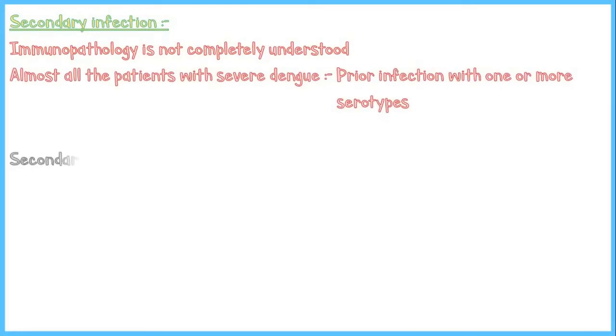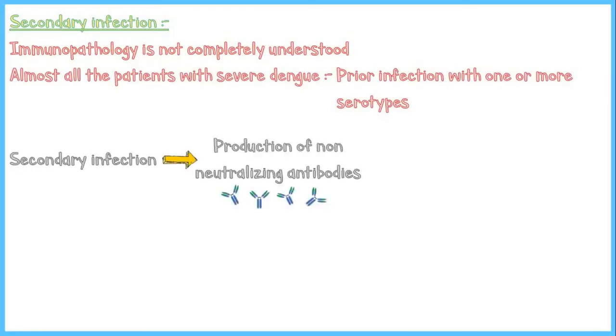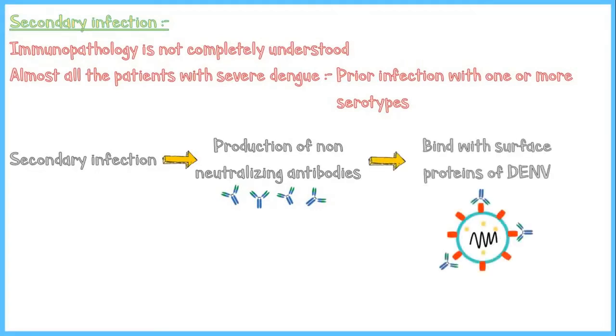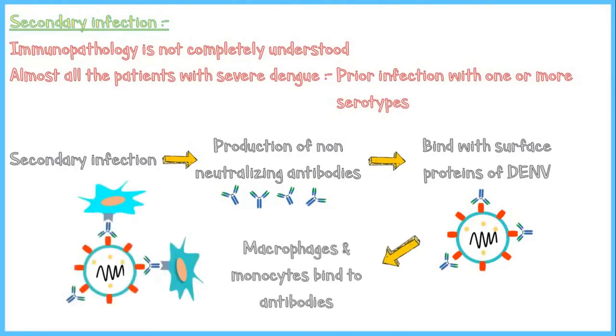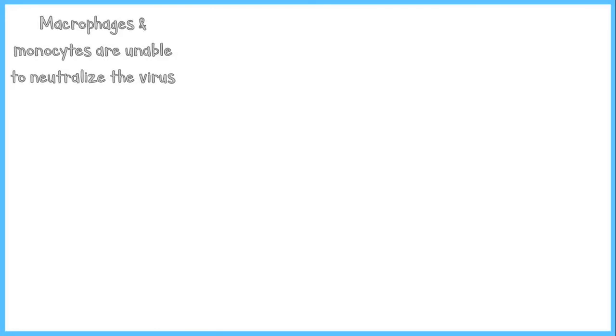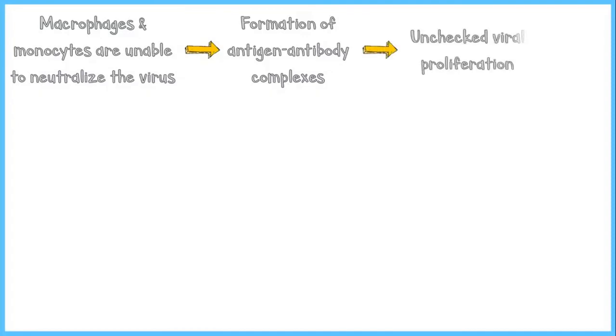During a secondary infection, T cells produce small amounts of non-neutralizing antibodies, which are directed to the surface proteins of the dengue virus. When these antibodies bind to the surface proteins, macrophages and monocytes get attached to the Fc portion of the antibodies in order to neutralize the virus and halt the infection. However, as the serotype is different from the previous infection, macrophages and monocytes are unable to halt the infection. Instead, they form antigen-antibody complexes, and the virus continues to proliferate unchecked.